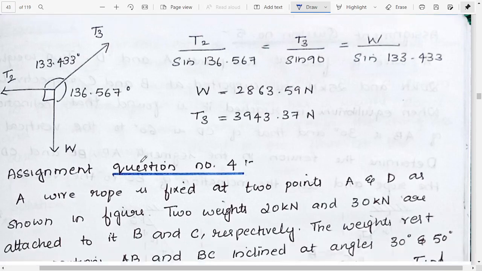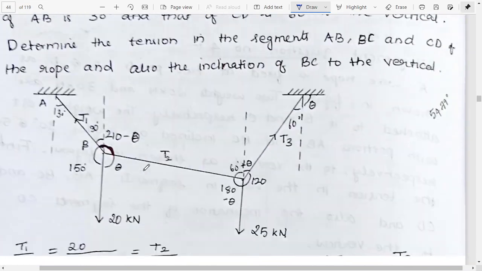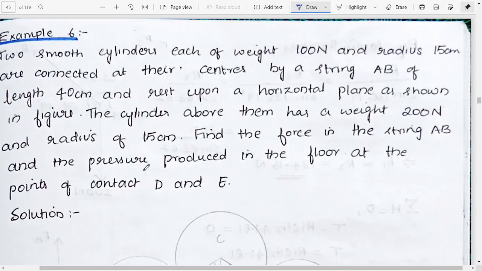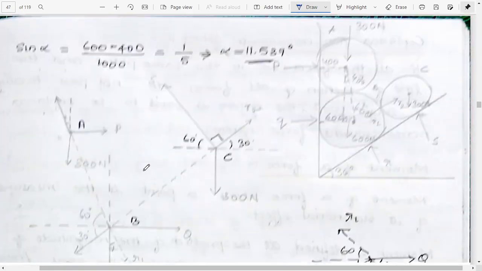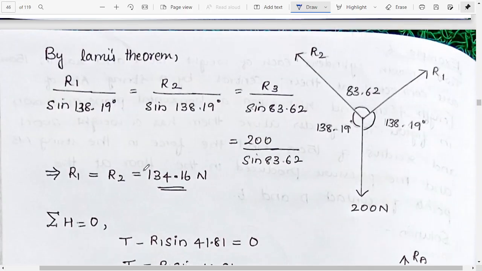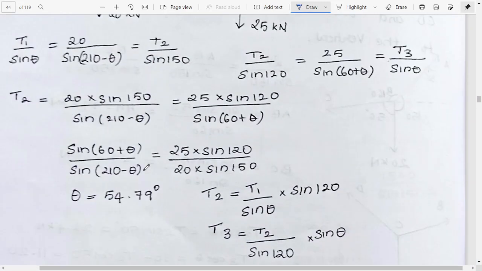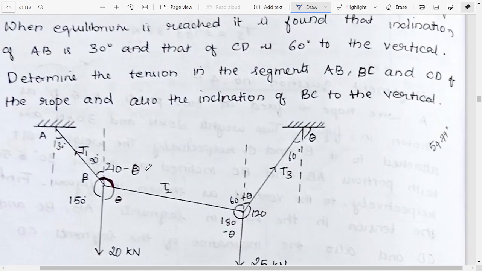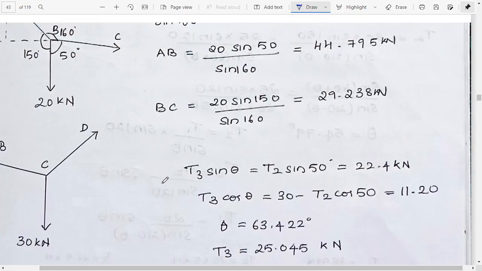It's very simple. Now let us move to assignment question number 4. We have assignment questions 4, 5, 6, 7. So there are 7 problems. As all of these problems are a bit lengthy, I think I'll just stop here.